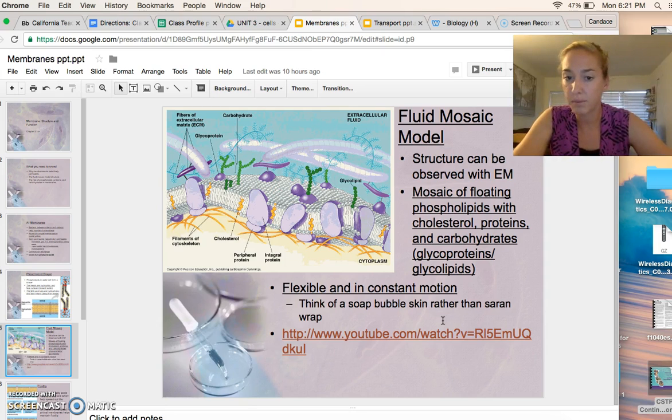And then the mosaic part of the membrane just refers to the fact that there's a lot of different things embedded within the membrane. So you've got the phospholipid bilayer, right? That's kind of like the base structure of it.